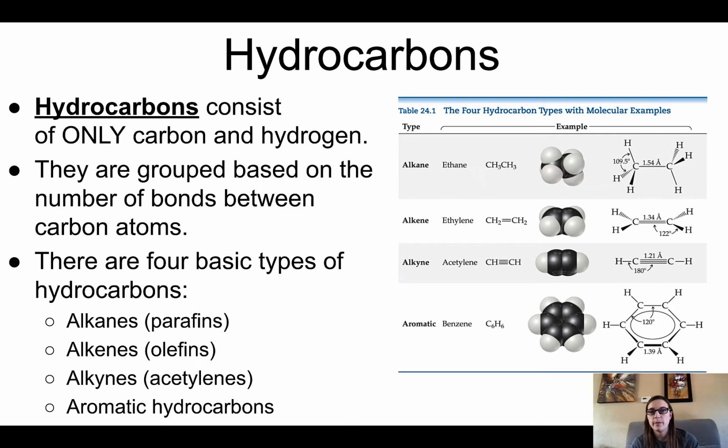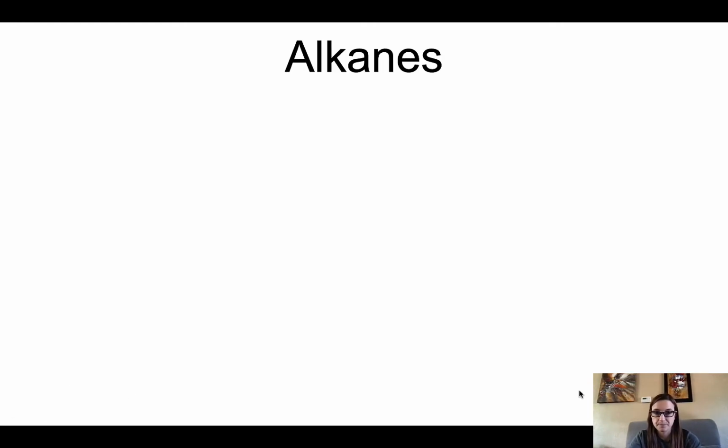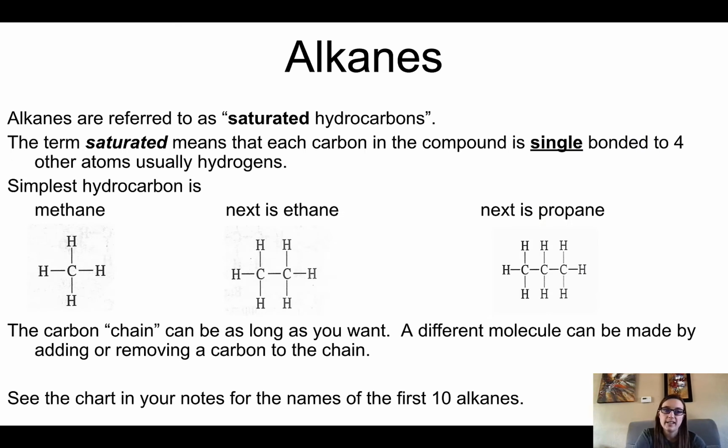They're always grouped based on the number of bonds between the carbon atoms, and we will see four types of hydrocarbons. We will see alkanes, alkenes, alkynes, and what are called aromatic hydrocarbons. Alkanes are all single bonds, alkenes have a double bond, alkynes have a triple bond, and aromatic hydrocarbons are in a ring structure. Alkanes are referred to as what are called saturated hydrocarbons. This means that each carbon is single bonded to four other atoms, either other carbons or hydrogens.